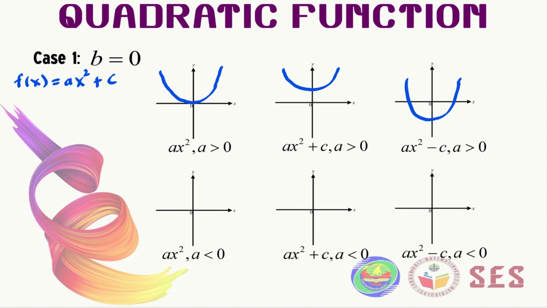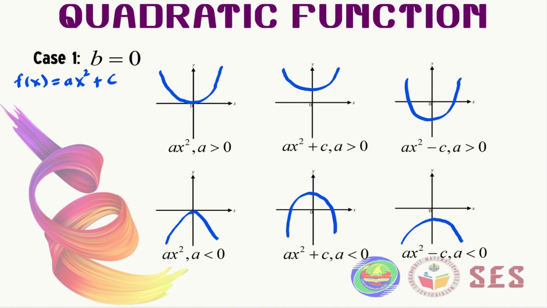Now suppose we have ax squared, and a is less than 0. So we have the sad shape, and it will be like this. For ax squared plus c, the graph is shifted vertically upwards by c, but with the sad shape, it is like this. And the last one, ax squared minus c, where a is negative, should be something like this.